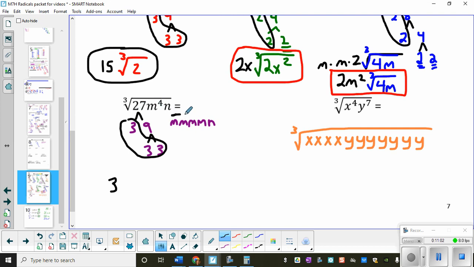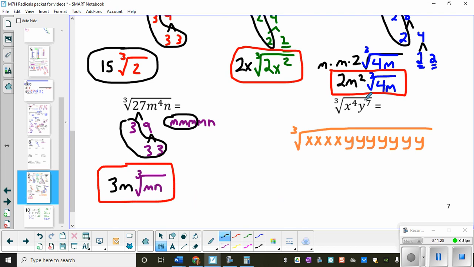But for the variables, I've got this group of 3, so the m comes out. And then what I need to leave in is an m and another n. So we have an m, and n stays in for the cube root of mn. And then that's times 3m. So 3m times the cube root of mn.